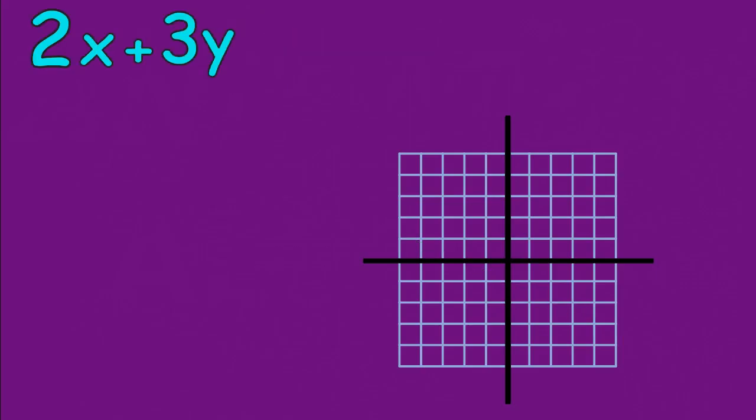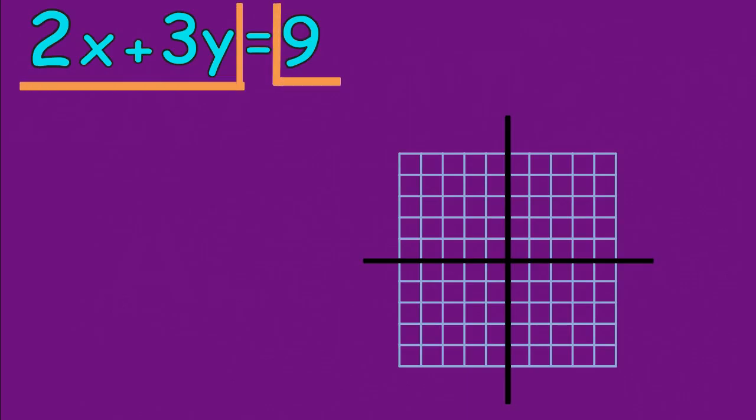The last example will be a little more complex. We have 2x plus 3y equals 9. Right away, you should notice that y is not by itself. We have to get y all by itself and put the equation into slope-intercept form.